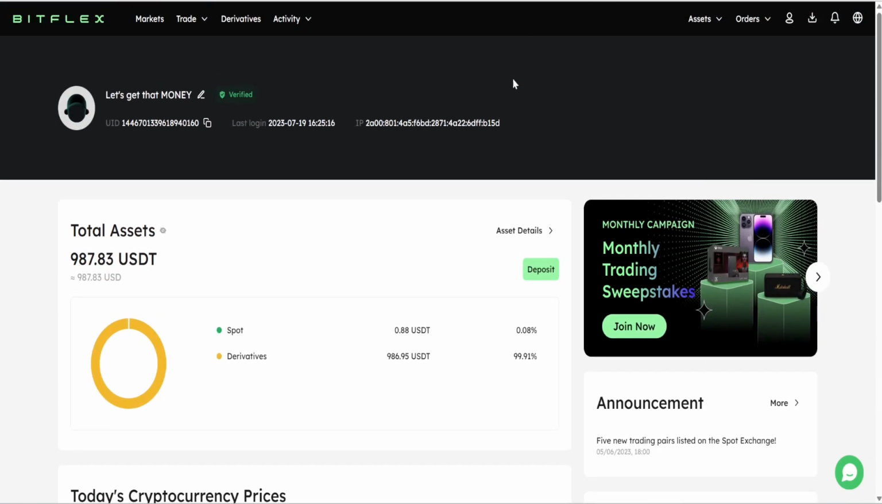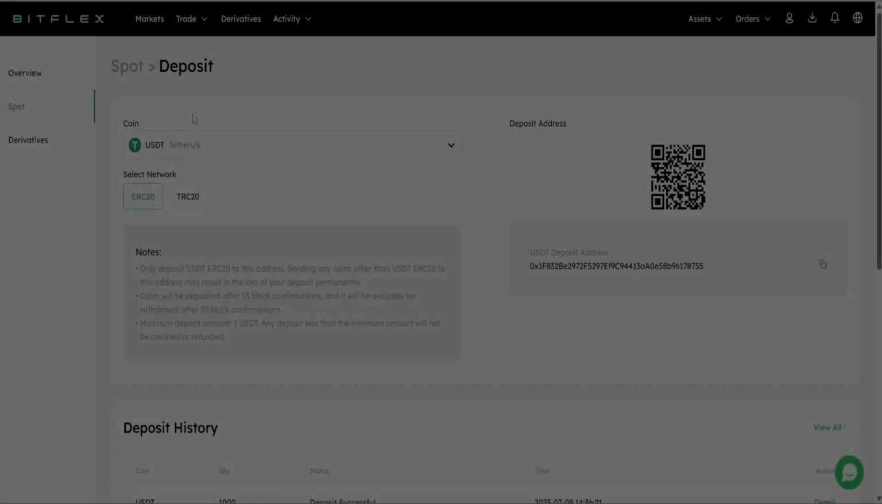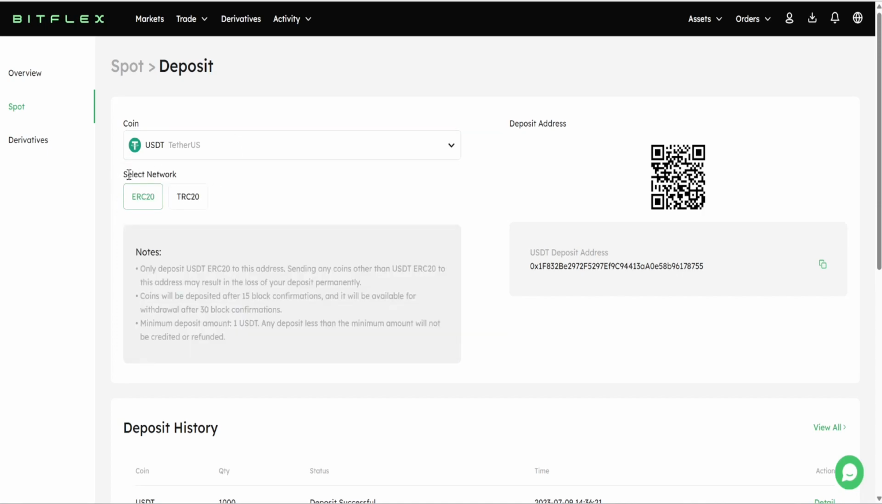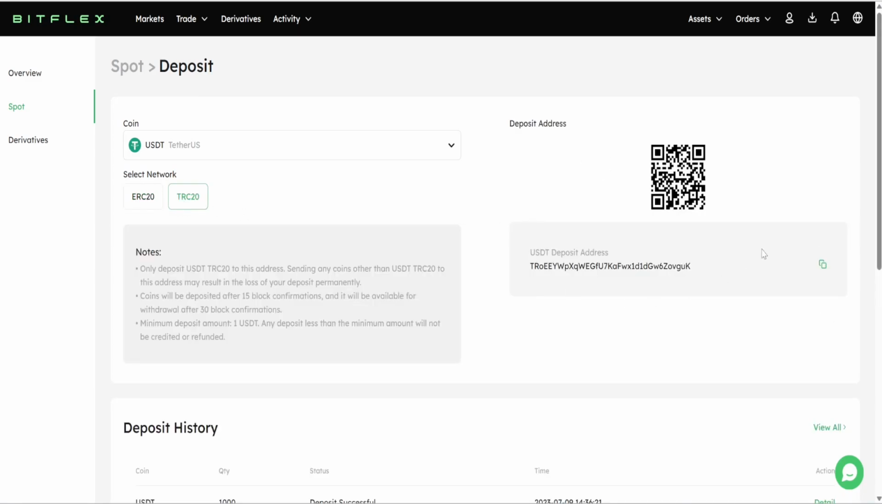But for you to transfer money, you need to go to assets, and then we go to deposit. When you're going to transfer your money, you are either choosing USDT, or you go in here and you can see that they have some different currencies that you can transfer. You are choosing what network, whether that is ERC20 or TRC20. You will have the wallet address right here, and you are copying this one. From wherever you're gonna send the money from, this is the address that you're gonna use.